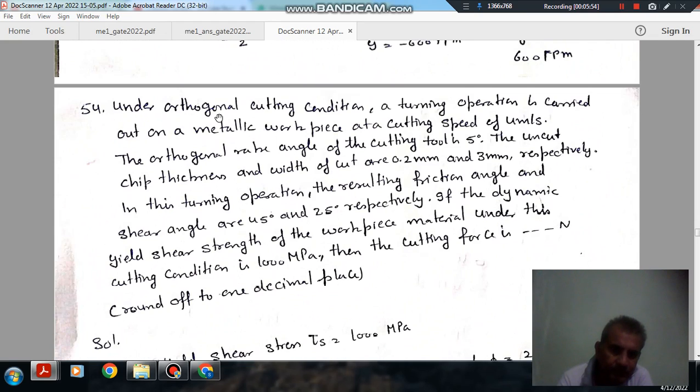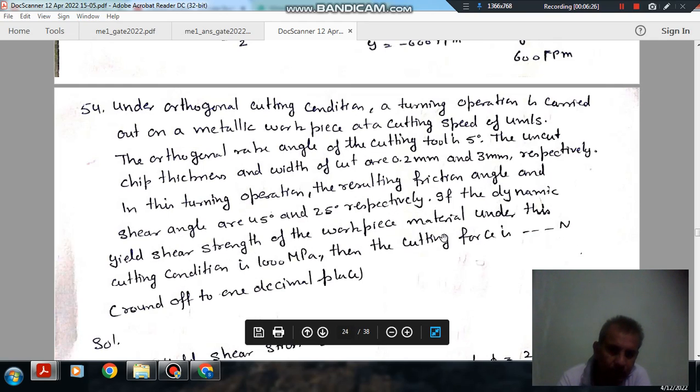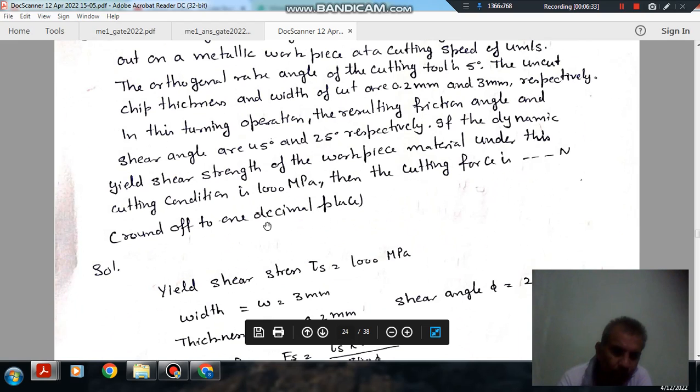Next, under orthogonal cutting condition, a turning operation is carried out on a metallic workpiece at a cutting speed of 4 meter per second. The orthogonal rake angle of the cutting tool is 5 degrees. The uncut chip thickness and width of the cut are 0.2 mm and 3 mm respectively. In this turning operation, the resulting friction angle and shear angle are 45 degree and 25 degree respectively. If the dynamic yield shear strength of the workpiece material under this cutting condition is 1000 MPa, then the cutting force is dash Newton. Round up to 1 dash Newton.